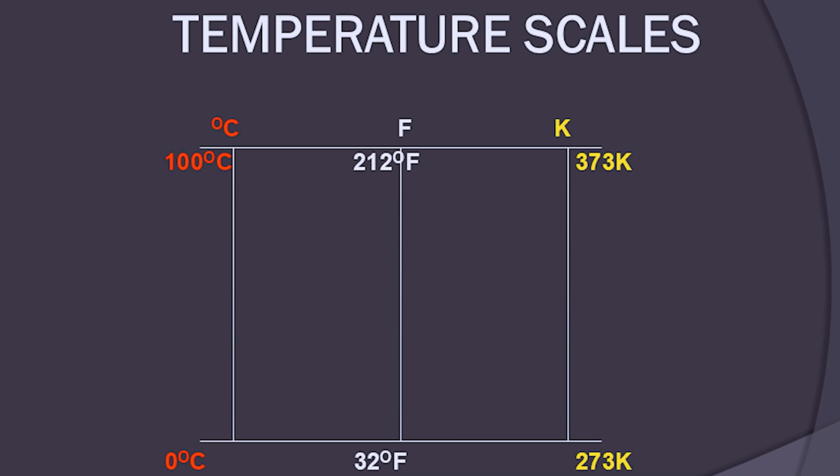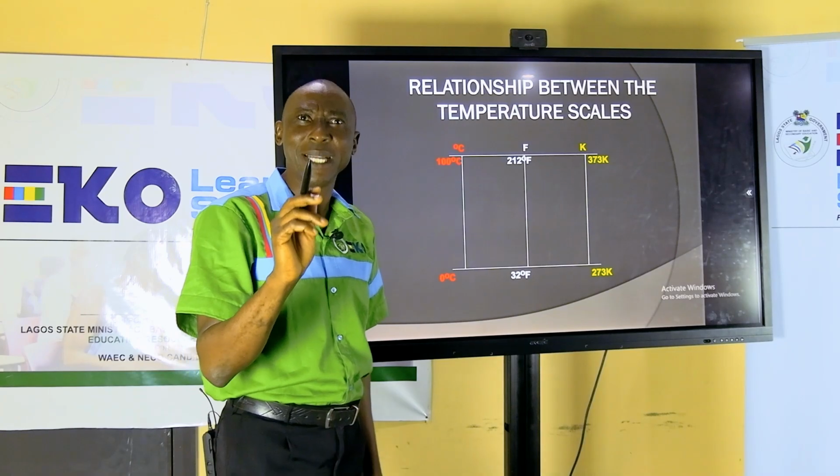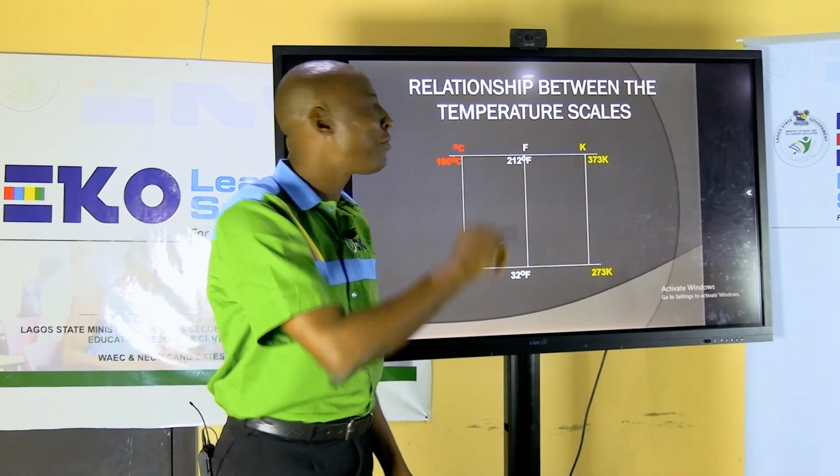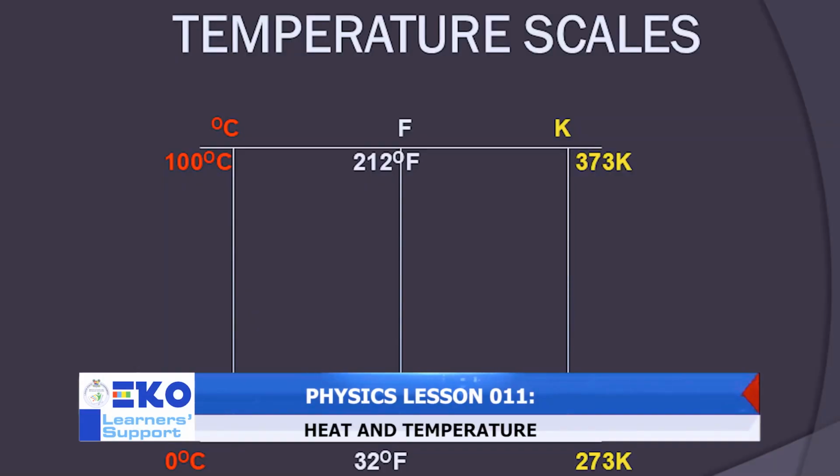In other words, you will agree with me that the fundamental interval for the Celsius or centigrade scale is 100 degrees. While that of the Fahrenheit scale will give us 180 degrees, because 212 minus 32 gives us 180, since I told you the fundamental interval is the difference between the upper fixed point and lower fixed point. Similarly, for the Kelvin scale, the fundamental interval will give us 100.